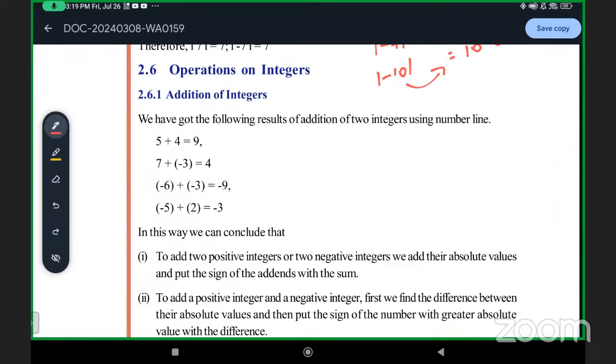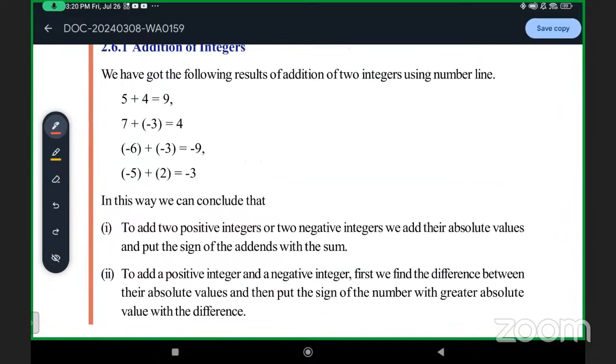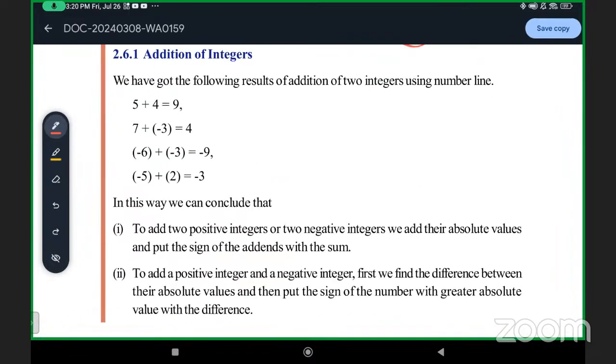Now, operations on integers. To add 2 positive integers or 2 negative integers, we add their absolute values and put the signs of the addends with the sum. Now, look at this one. First one, 5 plus 4 equals 9. You just added it simple. Then 7 plus -3 equals 4. Plus minus is minus. So 7 minus 3 comes to 4.